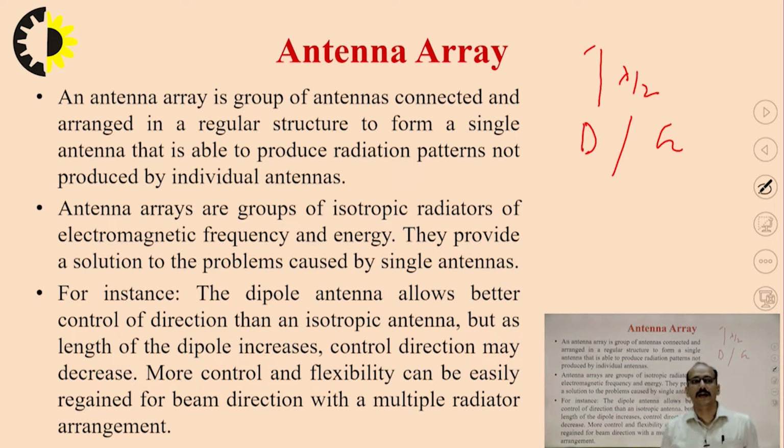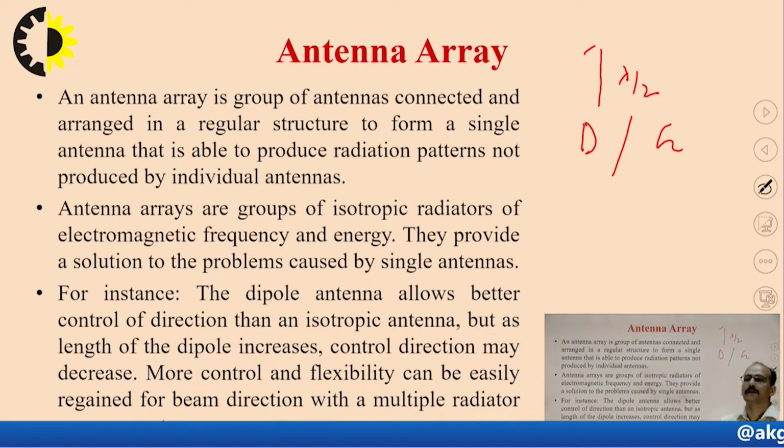So an antenna array is a group of isotropic or similar antennas of electromagnetic frequency and energy, and they provide a solution to the problem caused by single antennas, meaning the low directivity and gain can be increased by a group of antennas. For instance, the dipole antenna allows better control of direction than an isotropic antenna, but as the length of the dipole increases, control of direction may decrease. So for more control and flexibility, you can use a group of antennas that can be easily regained from beam direction with a multiple radiator arrangement.